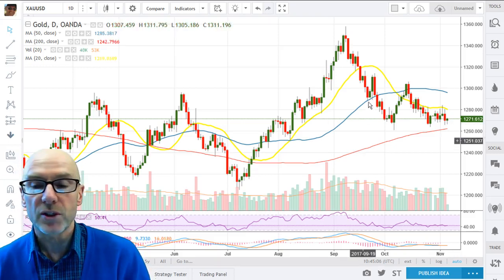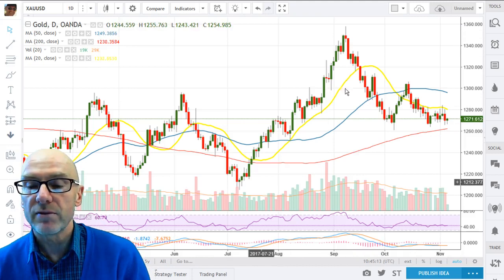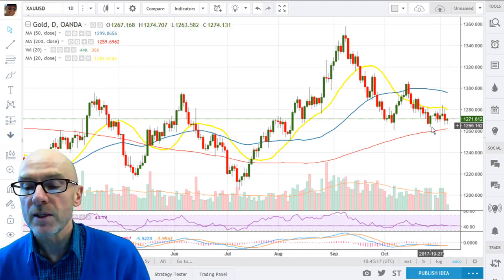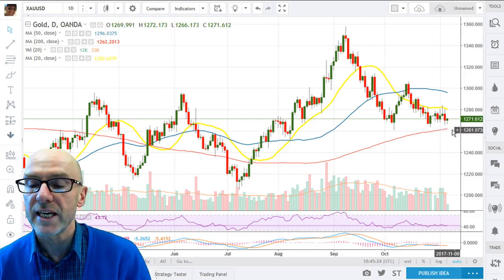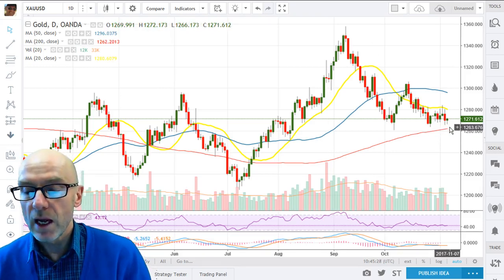I won't show you on the chart, but it's the Fibonacci retracement. If you do a Fibonacci from the low on the 10th of July and the high on the 8th of September, the 61.8% is just above that 200-day. So it is a level that people will be looking at.